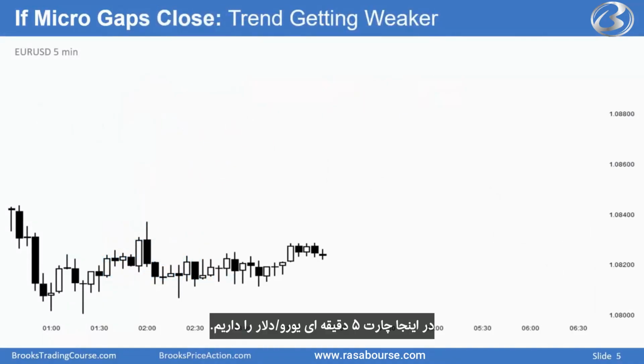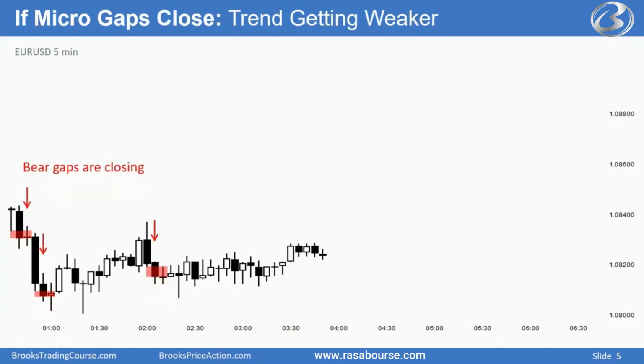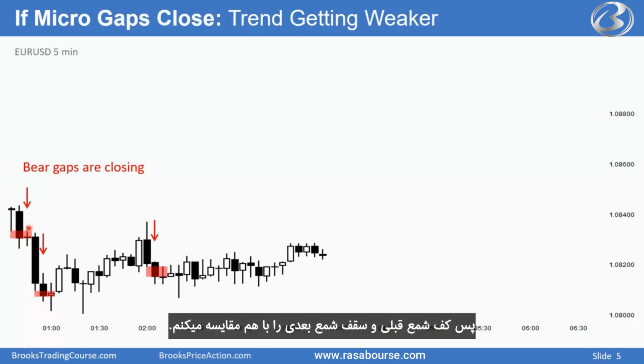5-minute chart of the euro versus the dollar. A big bear bar, and therefore I look at the low of the bar before, a potential breakout point, and I look at the high of the bar after, a pullback, and here the gap closed.